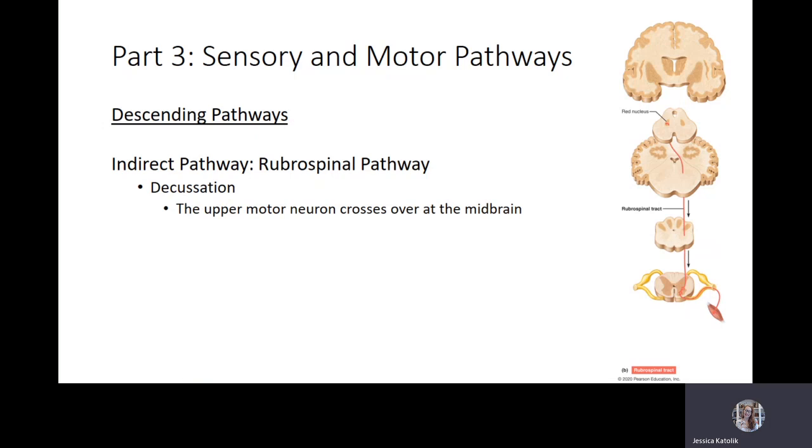Decussation does occur. It does cross over and is specifically going to cross over in the midbrain. And what will happen is this rubrospinal pathway will then innervate the body contralaterally. So the opposite side of the brain will stimulate the opposite side of the body. So again, be familiar with which pathways are contralateral, which pathways are ipsilateral, and know the clinical significance of that.